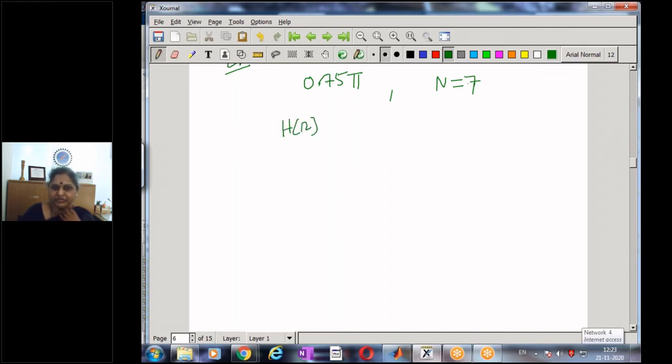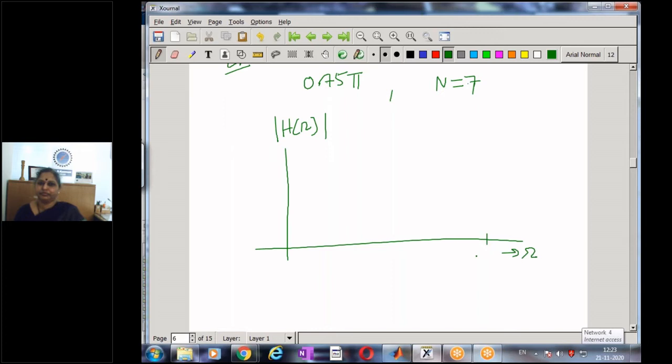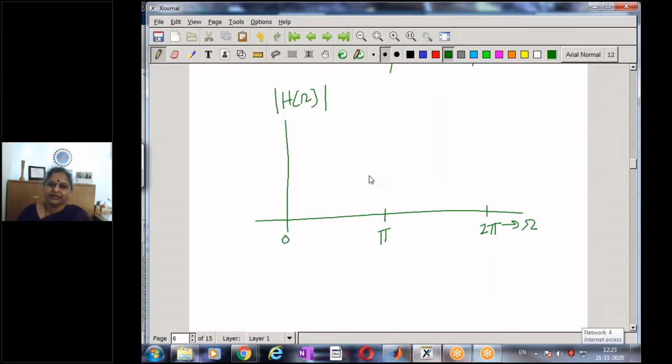If I try to plot the magnitude response of my required specifications, it's periodic, in the interval 0 to 2 pi or minus pi to plus pi. For a high pass filter, I prefer taking it in the range 0 to 2 pi. And for a low pass filter, I take from minus pi to pi simply because I find it convenient to integrate in that manner. No other reason. We have the liberty of choosing any continuous interval of 2 pi.